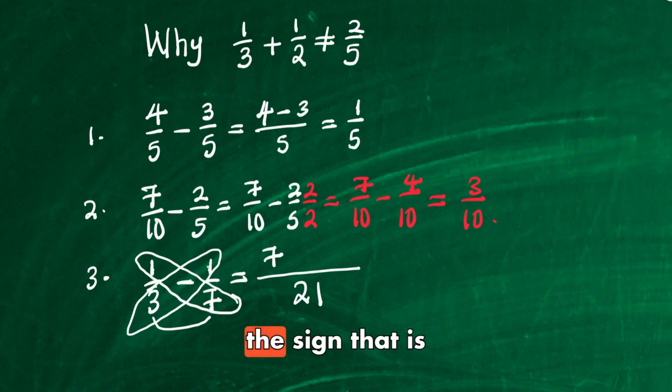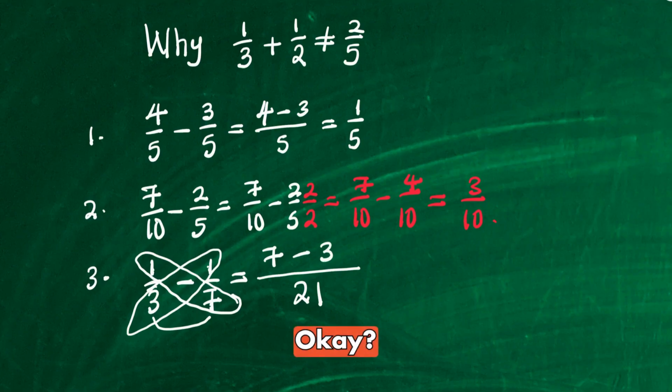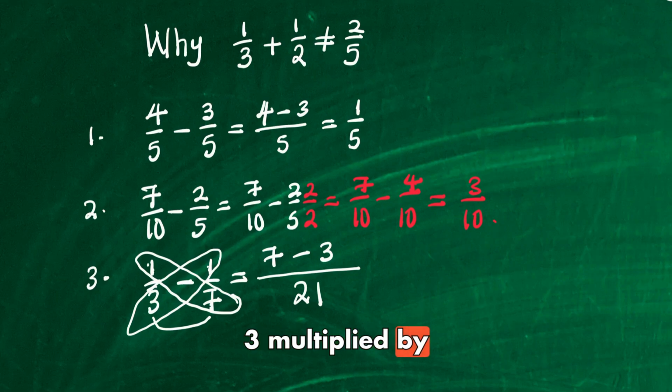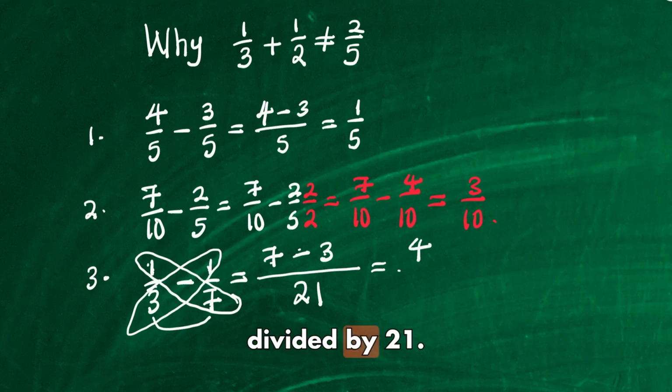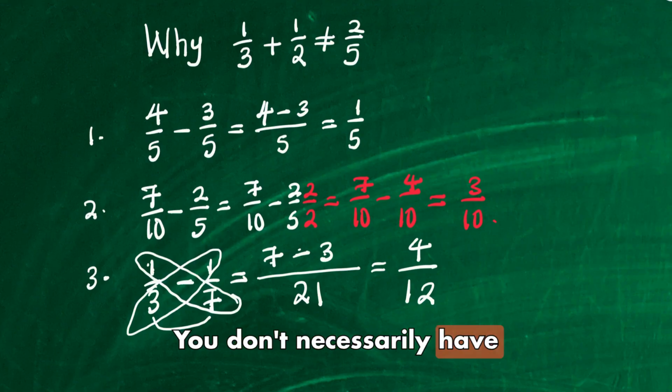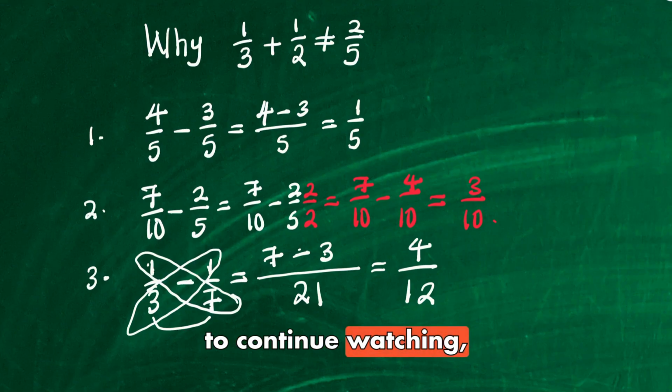And in the middle here, the sign that is in the middle is the sign that you put here. Okay, so make sure you don't swap, right? 1 multiplied by 7 is 7. Then 3 multiplied by 1 is 3. The sign in the middle is minus. Okay, then 7 minus 3, guys, is what? Is just 4. Then divided by 21. Okay, if you want, you can stop from here, guys. You don't necessarily have to continue watching, right?